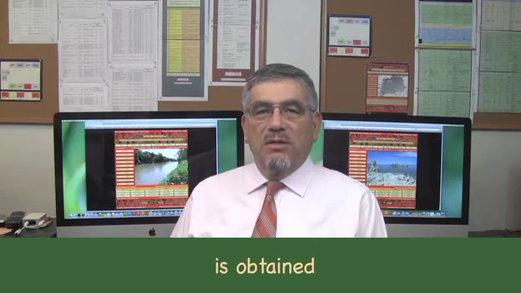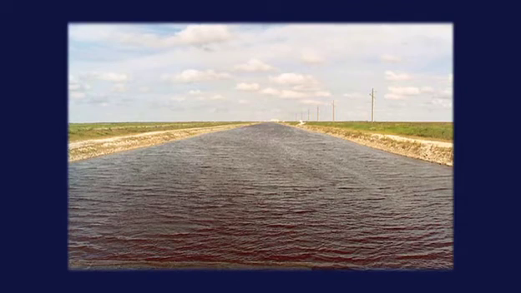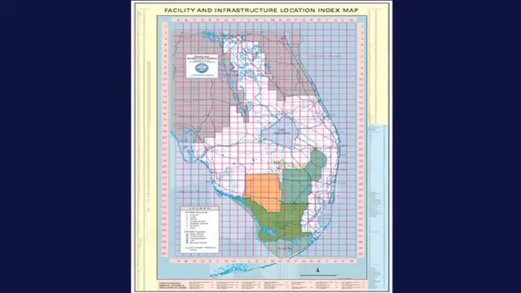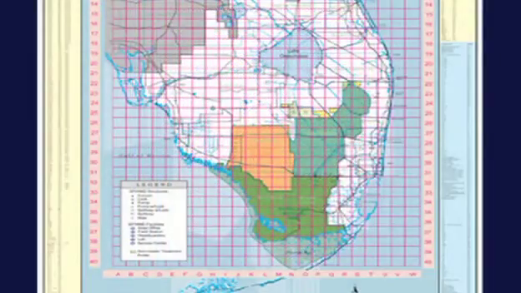This photo shows the G370 canal, one of several large artificial canals operated by the South Florida Water Management District within the area of influence of the Everglades wetlands.